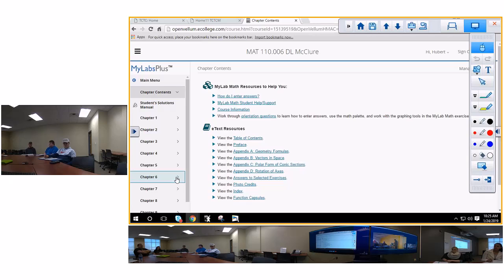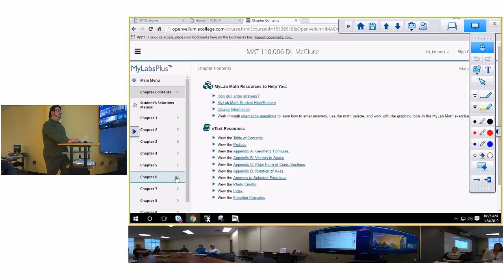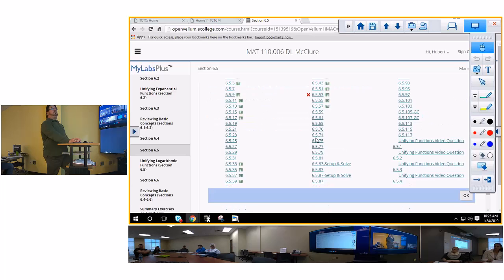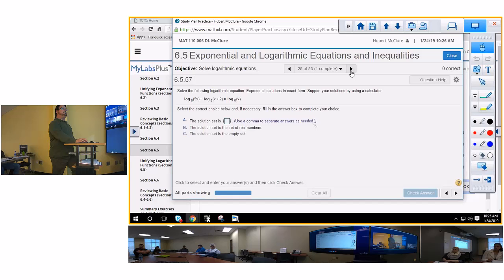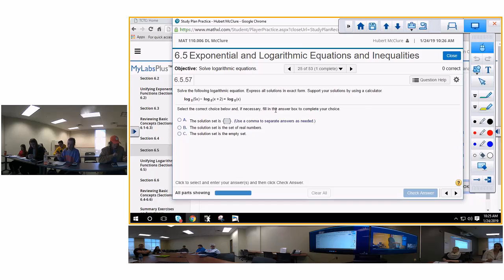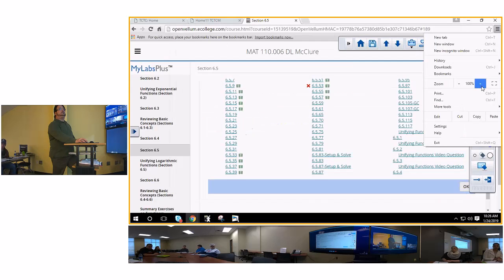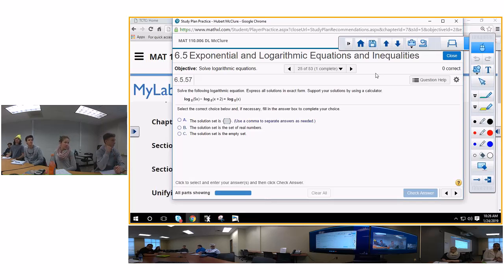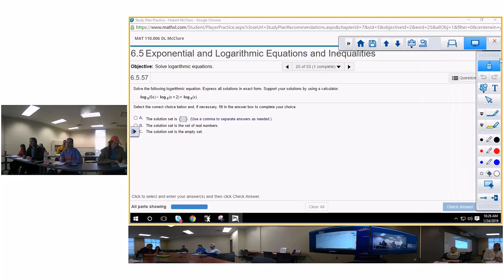Exponential and logarithmic equations, 6.5. It was chapter 6. 6.5, study plan. And let me find a good question for y'all that I would put on the test. There's a good question right there. So, y'all blow it up, those sitting on the back row. Pull the question back up. I don't think it blew up, did it? Nope. I'll write it again for you.